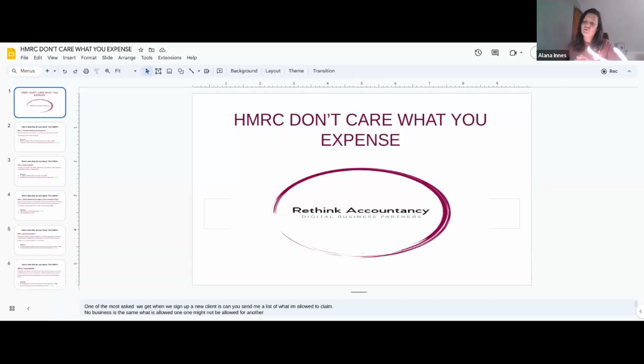So really, essentially, no, I can't give you a list of what you can claim and what you can't claim. Every business is different and every business works differently and operates differently. So HMRC basically work on the basis that they don't care what you claim, they care about the reason behind why you claimed it. So there's 5 whys that we always consider when we're looking at business expenses and if they're allowable.